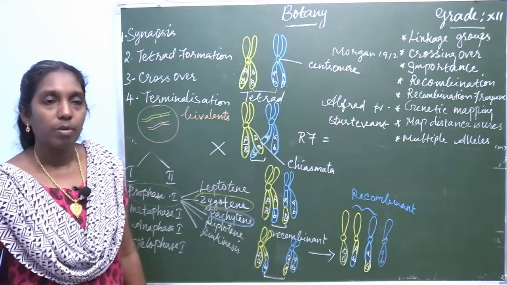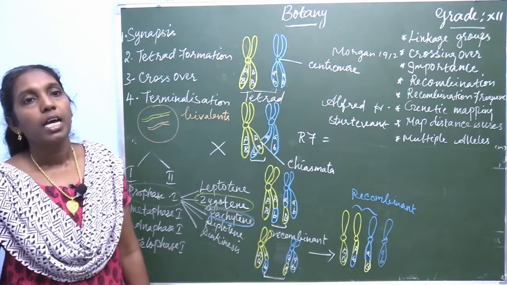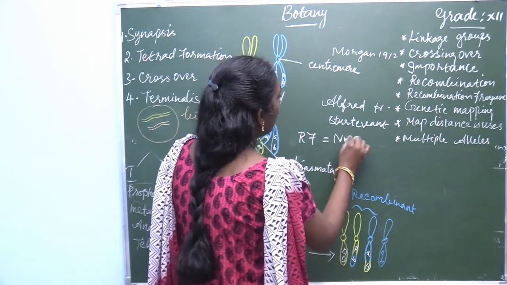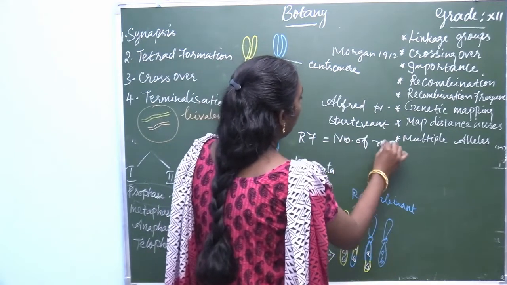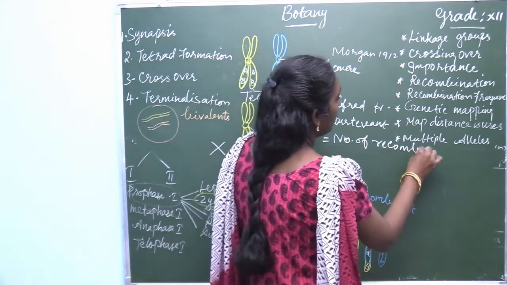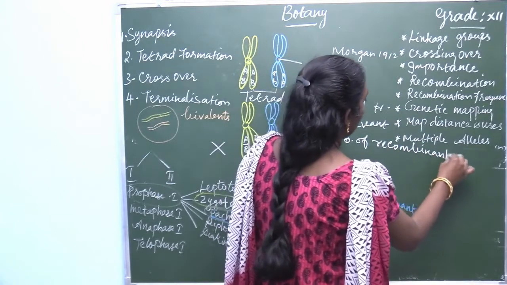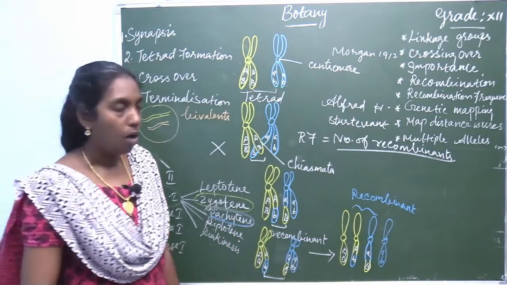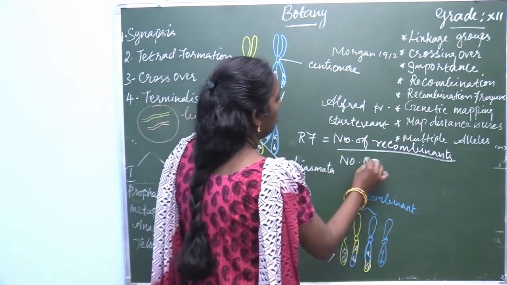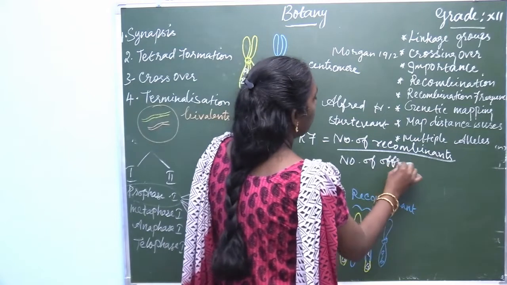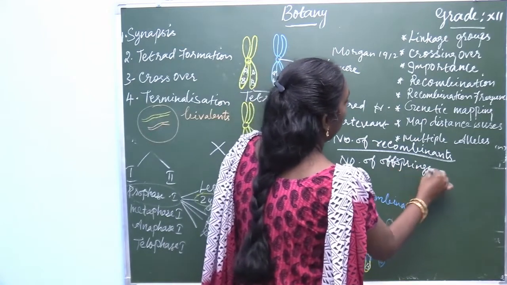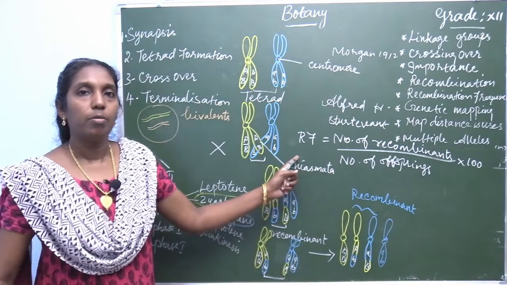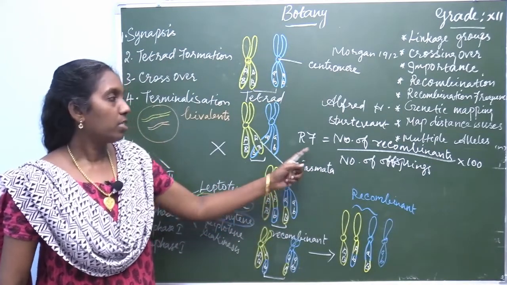So it is calculated by a formula. RF is equal to number of recombinants divided by number of offspring, into 100. So, what is recombinant frequency? It can be calculated by this formula.